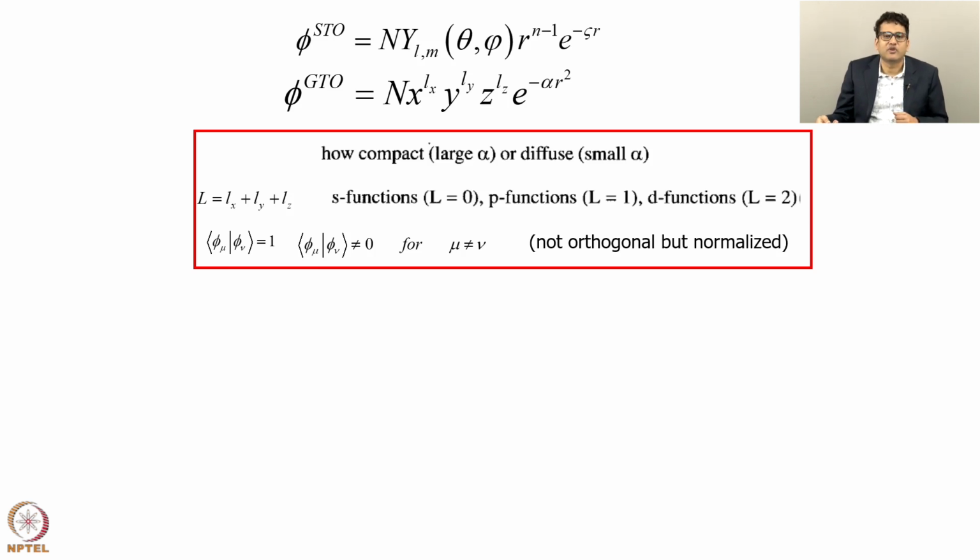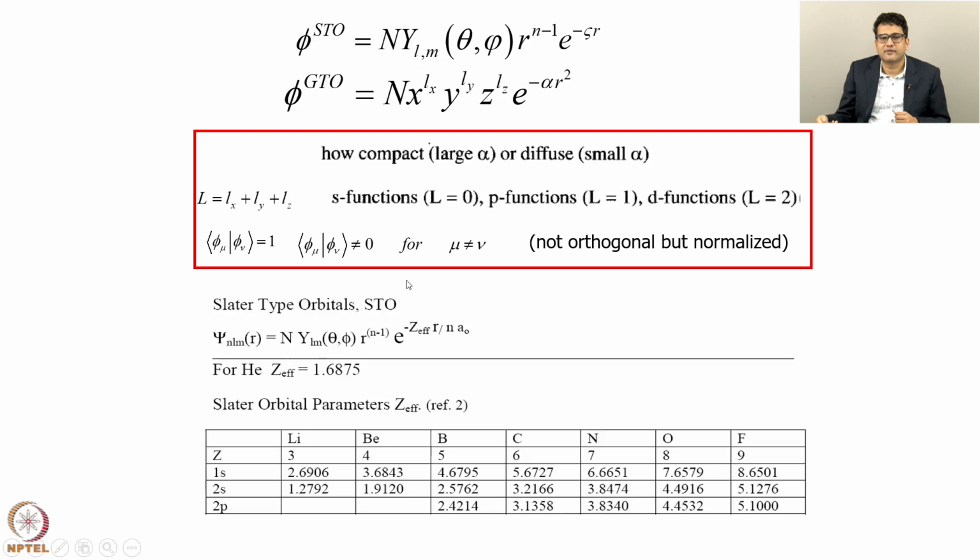Because they are solutions of two different Hamiltonians, I cannot say they are orthogonal. Remember, orthogonality comes due to Hermiticity. So, the orbitals which are solutions of the same Hamiltonian are orthogonal, but that may not be the case for solutions of different Hamiltonians. So, they may not be orthogonal, but they are always normalized. So, this will follow these two relations in this case.